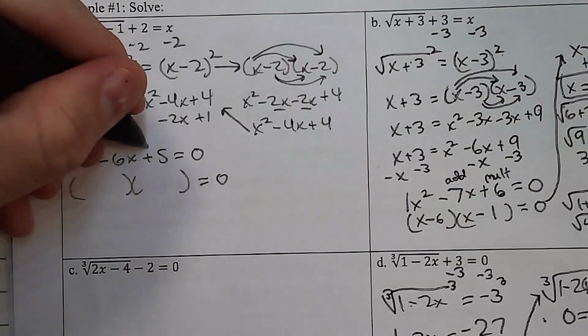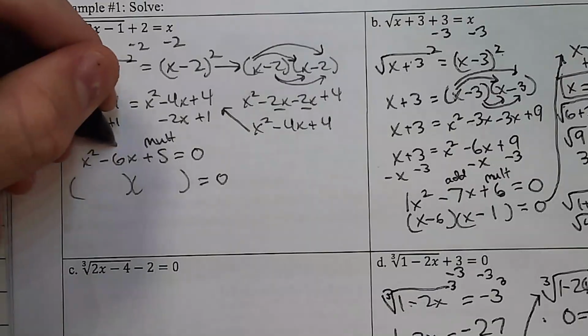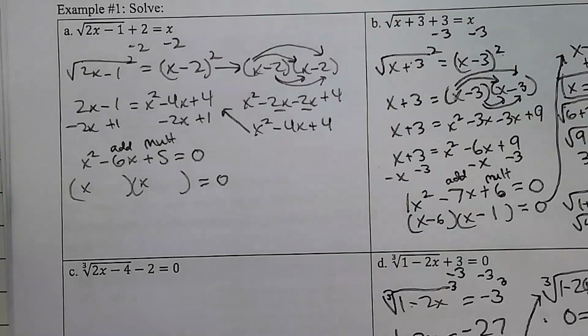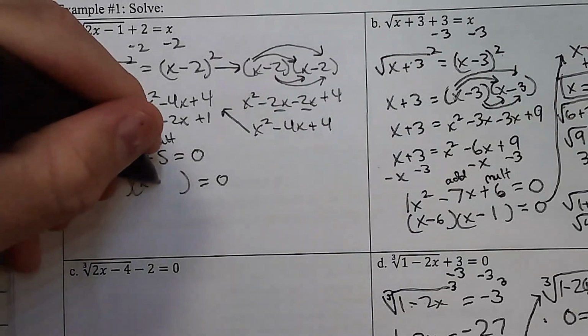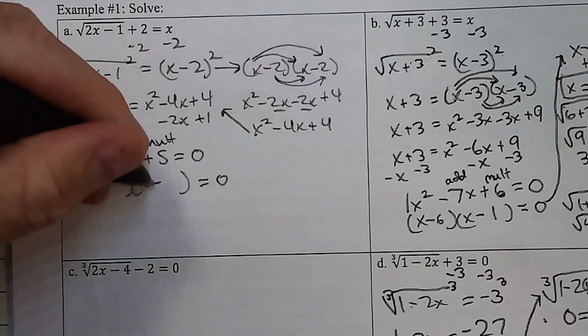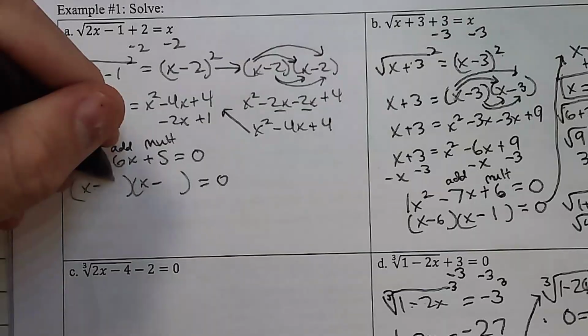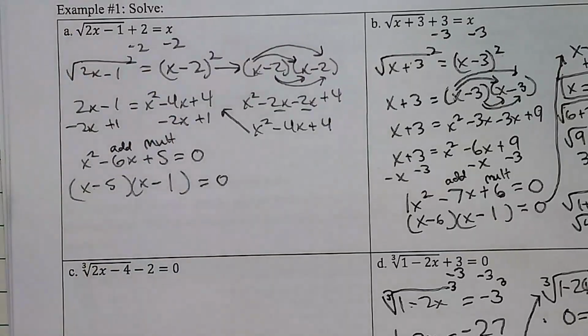And you're going to find two numbers that multiply to 5 and add to negative 6. How do you multiply to a positive and add to a negative? Negative, negative. Negative times a negative is a positive. Negative plus a negative is a negative. So what multiplies to 5 and adds to negative 6? Negative 5 and negative 1. So now that's not the answer. We're going to have to solve that.